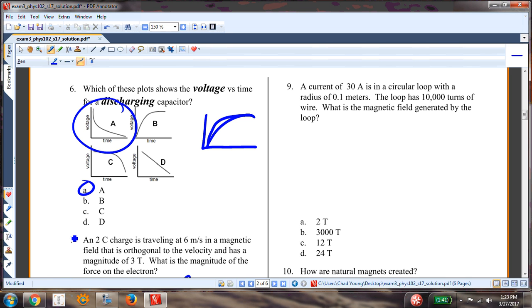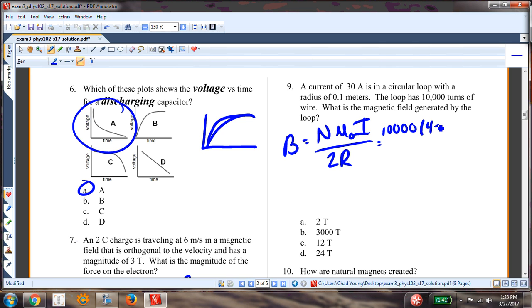A current of 30 amps flows in a circular loop with a radius of 0.1 meters, and the loop has 10,000 turns of wire. What is the magnetic field generated by that loop? Well, you want to remember the equation for the magnetic field due to a loop of wire, and that is N mu naught I over 2R. That's on your equation sheet, but be careful because we also had a very similar equation that had a 2 pi r in it for the magnetic field due to a long straight wire. So you just have to know those different equations. The N should sort of clue you in.